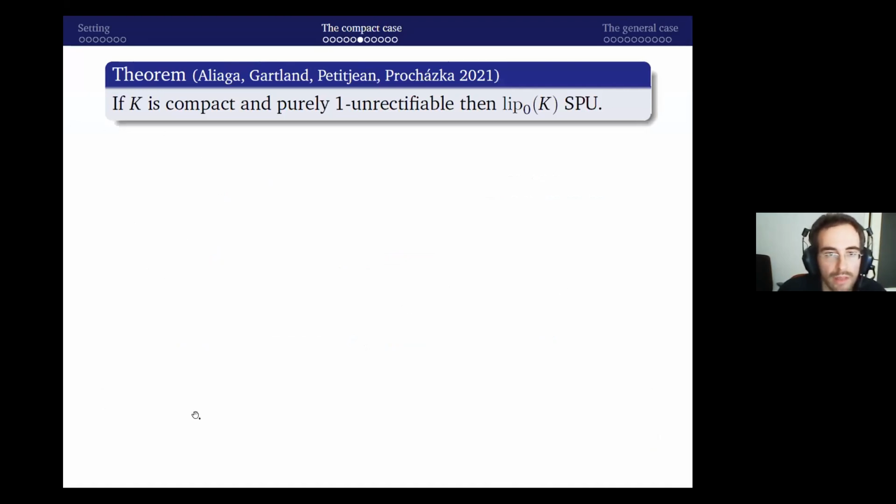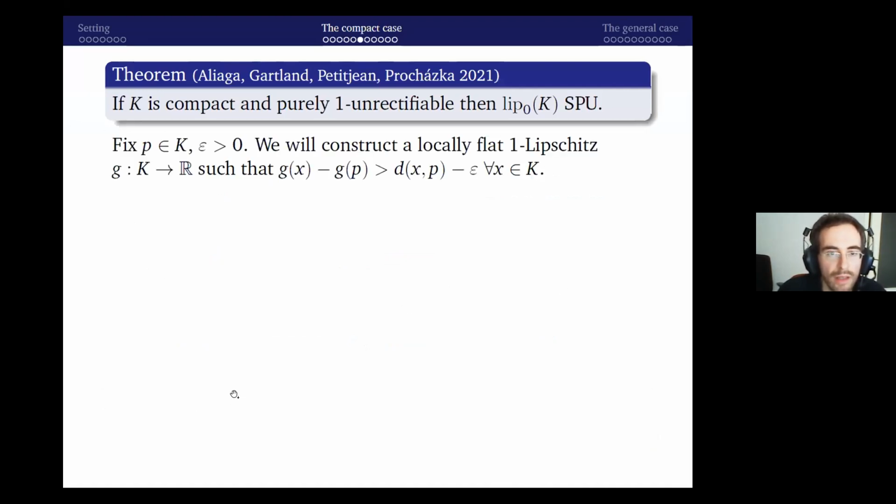So yeah, let's try to prove this theorem. What we will do is we fix some point in K with some epsilon, and then to prove this, we need to construct a locally flat one Lipschitz function, which satisfies this inequality here. In fact, it's enough that we build such a G for any two pairs of points, but here we can fix one point and build this G that works for every X anyway, so we will do that.